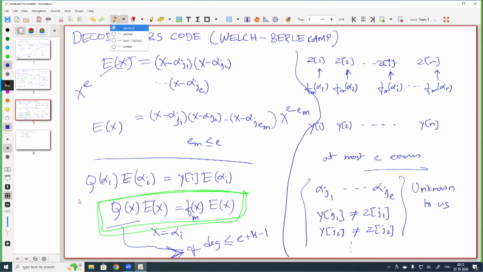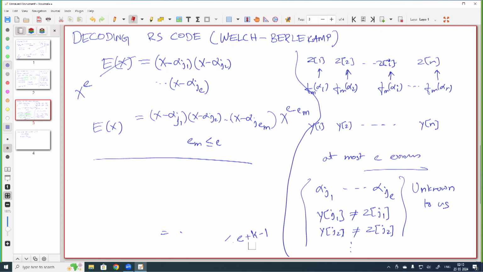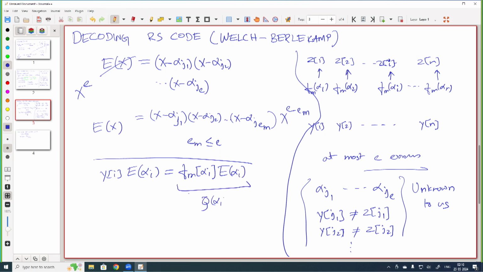No, sorry, I made a mistake here, I think. Let me fix this. This will become confusing. So, let me instead write this expression that y of I times E of alpha I is equal to f m of alpha I times E of alpha I. And actually my q of alpha I will be exactly equal to this. So, q will be a polynomial which will be equal to the product of these two polynomials. Right. I made a mistake earlier.